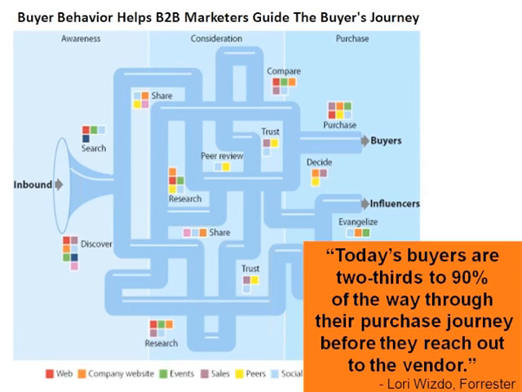And what Lori Wisdo said was that today's B2B buyers are 2/3 to 90% of the way through their purchase journey before they reach out to the vendor. I think a lot of us have started to experience this, where when we get that first contact us form from a potential client, they're saying we're looking for solutions. We've got a short list. There's 3 names. You're on it, so please give us some information. So it's a very compressed sales cycle. You need to know as much as you can about that buyer at that very first touch.